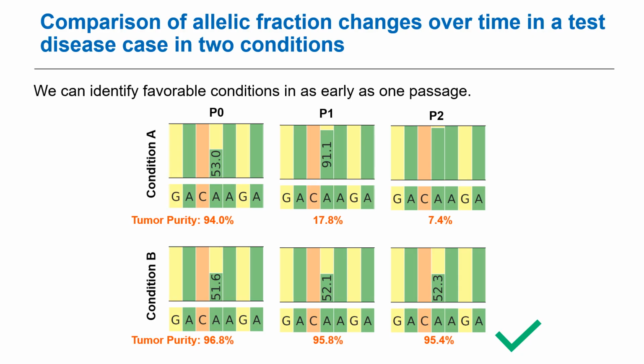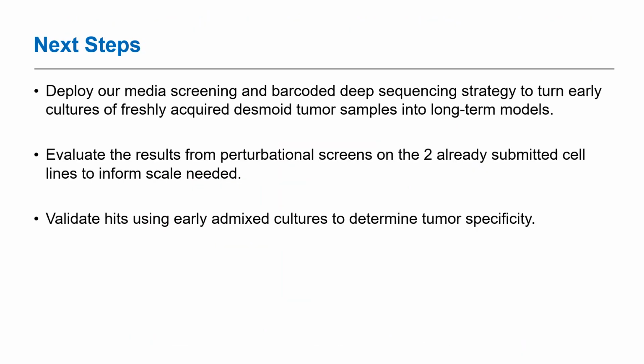So we are now excited to implement the systematic media screen as well as this deep sequencing strategy to potentially uncover similar trends in desmoid tumors. Optimizing and deploying our media screening and sequencing strategy is a priority for us this year because, in addition to producing more long-term models for screening, we think we can make significant contributions to understanding how desmoid tumor cells can be propagated and perturbed ex vivo. And we hope to share the resources we generate with the rest of our scientific community.